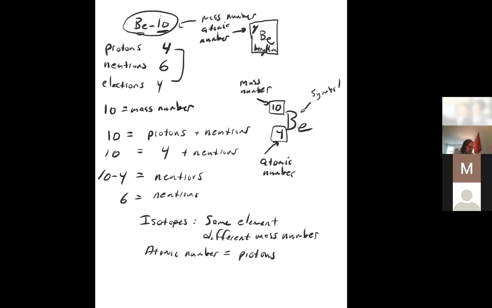So the number up above should be at least as large as the one that's below, because this is equal to protons plus neutrons. So it's got to be at least equal to 4. Can't be smaller. And there you go.